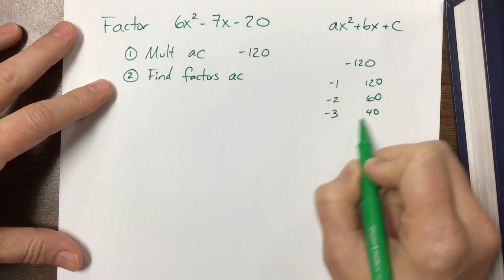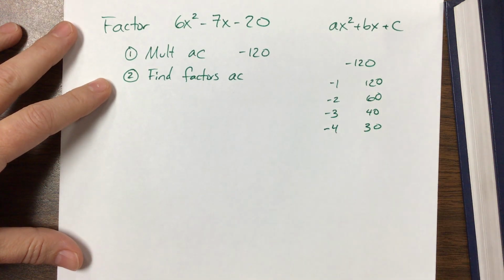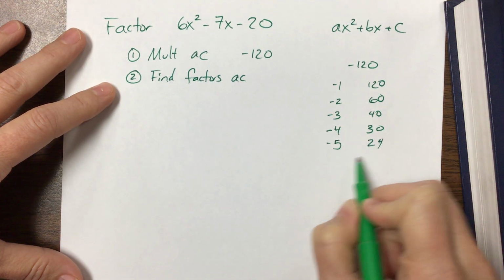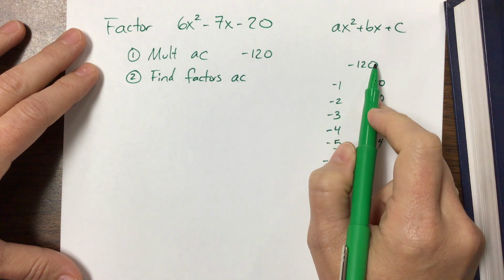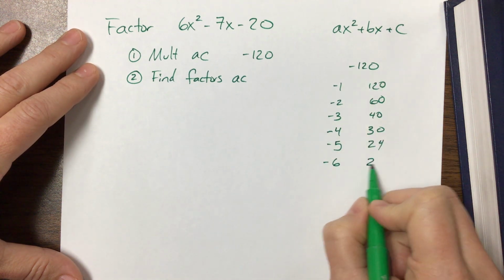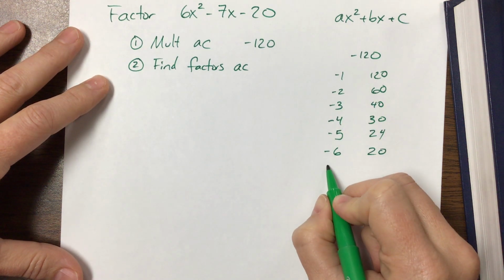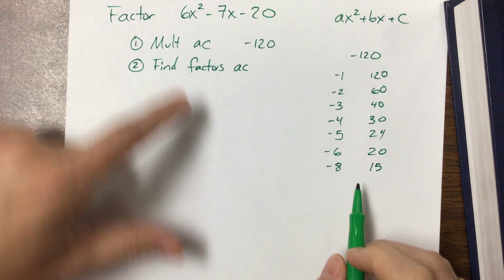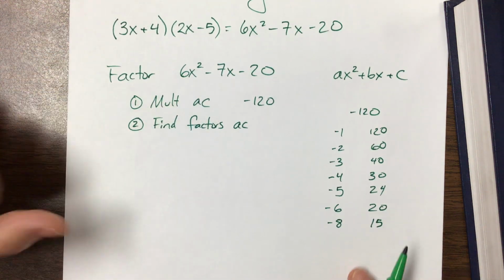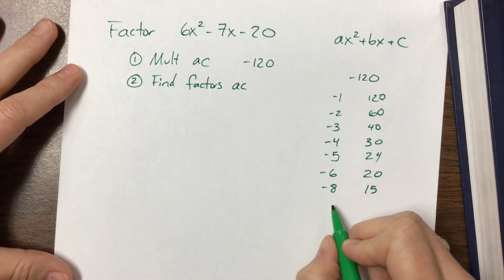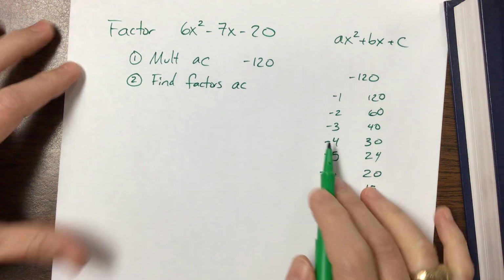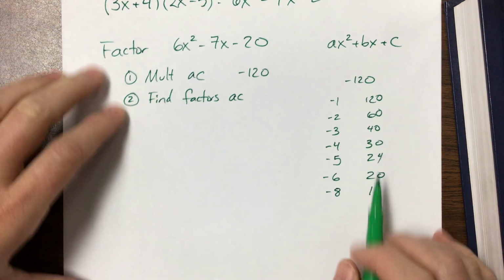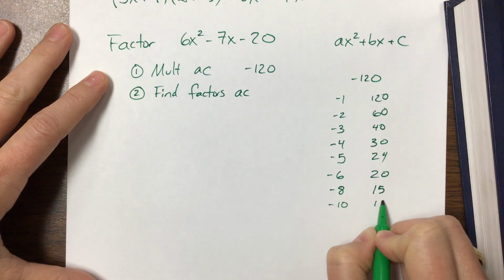3 goes into there 40 times, and 4 goes into there 30. Let's make one of them negative, just for consistency. 5 goes in there 24. Negative 6 times, what does that give me? 20. 7 doesn't go into it. 8, let's see, negative 8 goes in 15 times. Does 9 go into it? No. I'm checking 9 doesn't because 3 does, and 3 doesn't go into this one any farther. But 10 does, say negative 10 times 12.